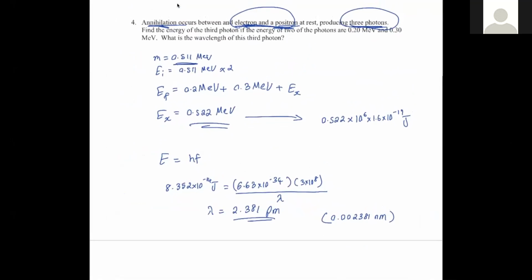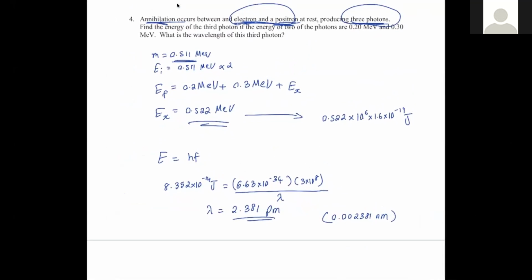So yeah, pretty much what we did is we had to find the energy of a third photon. We were given the energy of 2 out of the 3 photons created. We found the total energy by adding the energies, since it was an electron and a positron. Kind of did a rearrangement, found the energy of the third photon, and plugged it into E equals hf and solved for wavelength. Yeah, exactly.